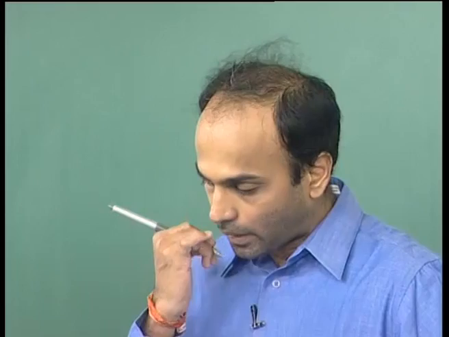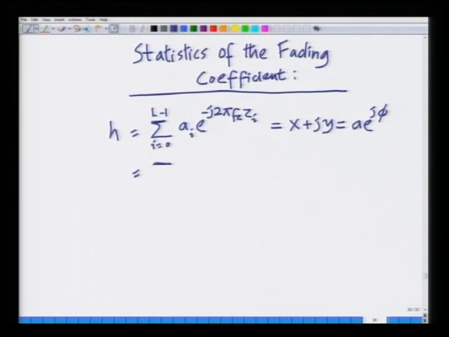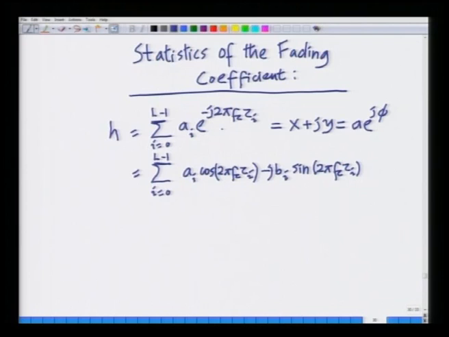Let me expand this a little bit further. This is essentially the sum from i equals 0 to L minus 1 of a_i cosine 2 pi f_c tau_i minus b_i sine 2 pi f_c tau_i. I am expanding each complex factor here, a_i e to the power minus j 2 pi f_c tau_i, as cosine 2 pi f_c tau_i minus j sine 2 pi f_c tau_i. Sorry, this b_i should rather be an a_i.